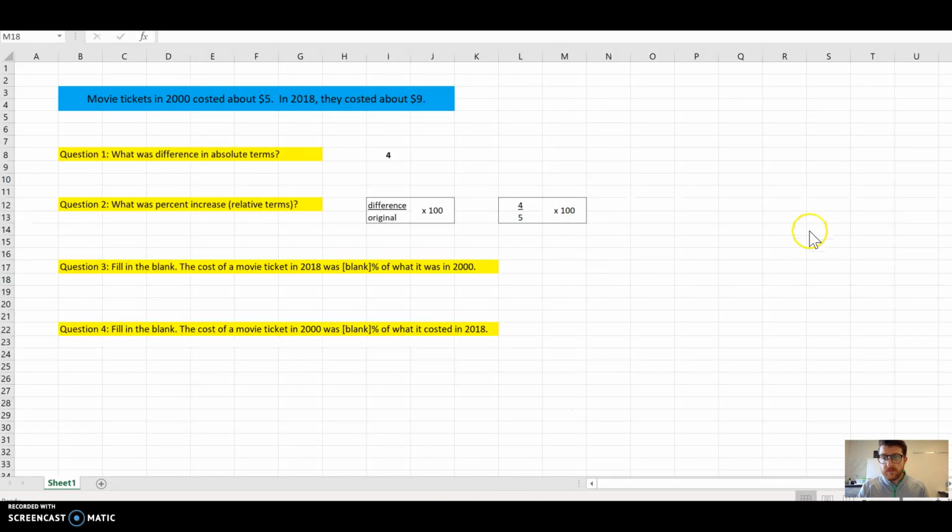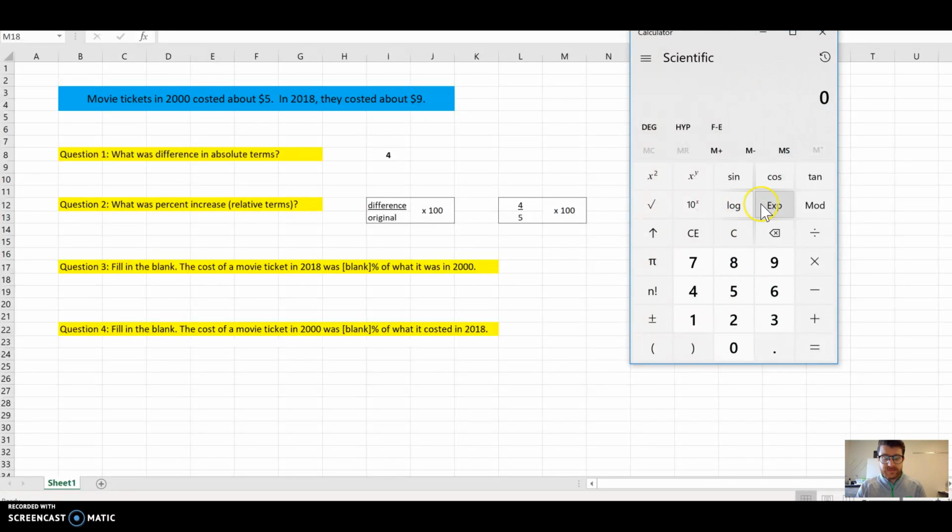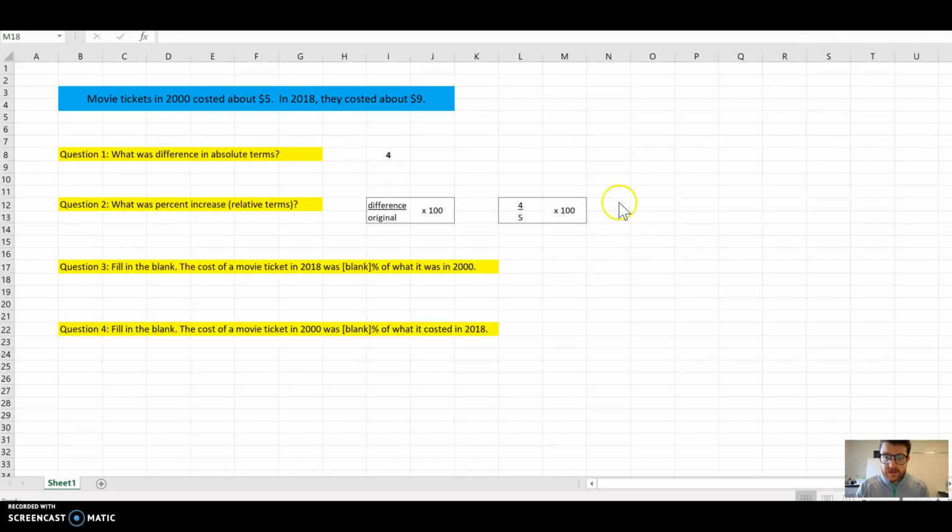Fraction bar always means division. So 4 divided by 5 is 0.8. Some of you might already know that that's 80%, but some of you might not. So times it by 100 to turn it into a percentage, and you get 80%. I'll put that right here. I'll merge these, 80%.